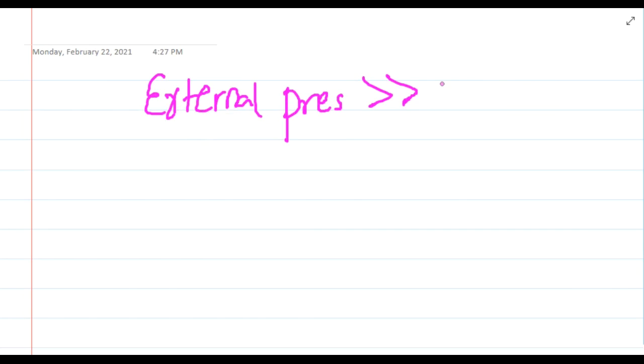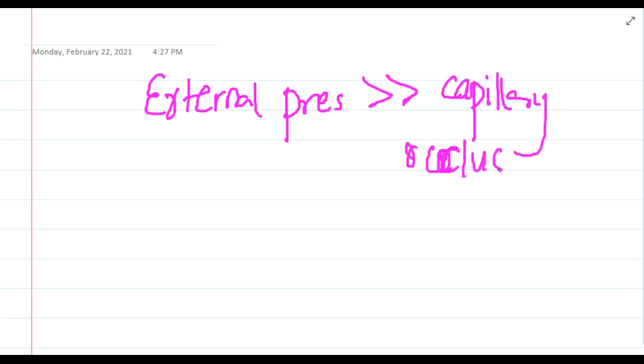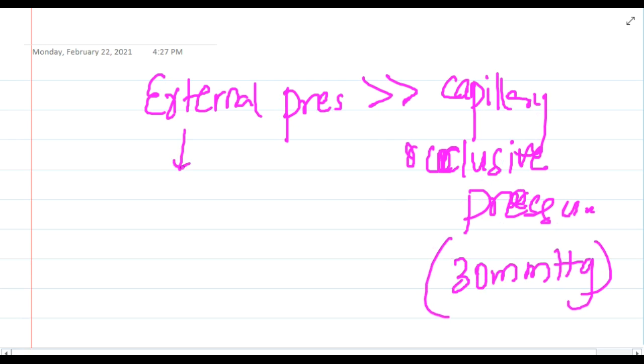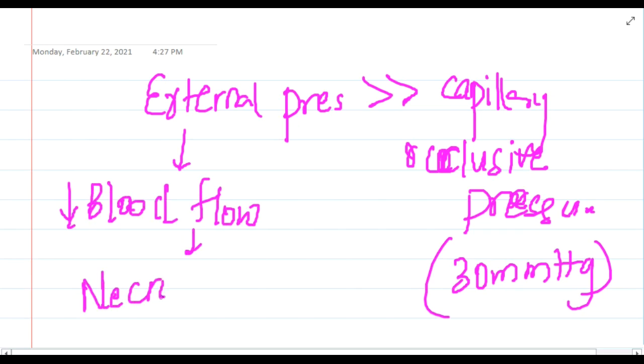If you see the mechanism, first there will be external pressure. When the external pressure is more than the capillary occlusive pressure, that is the pressure required for closing the capillaries, which is around 30 millimeters of Hg, the capillaries will get blocked. As a result, there is decreased blood flow to the skin. So this will result in tissue hypoxia, necrosis and ulceration.